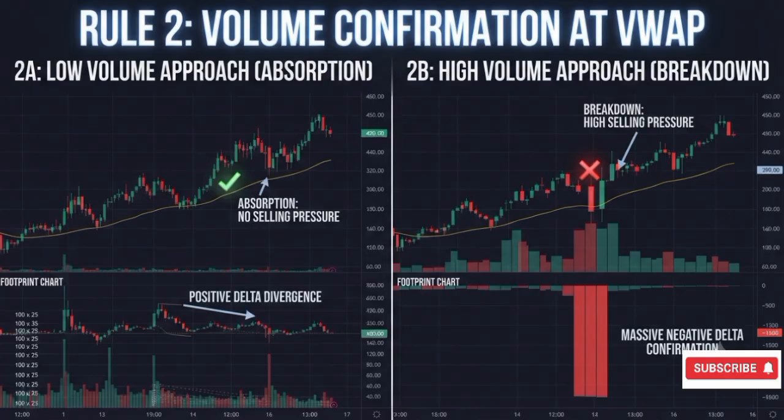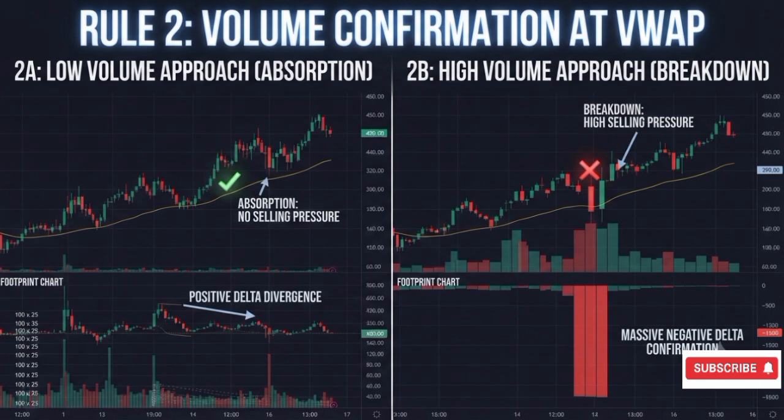When price returns to VWAP and volume is exploding, big red bars, aggressive selling, speed picking up, that's not a bounce. That's a breakdown. That's institutions getting OUT. And if you're buying that dip to VWAP, you just bought their exit liquidity.